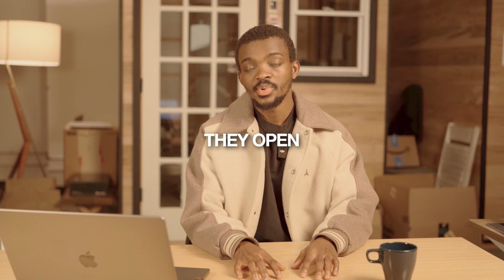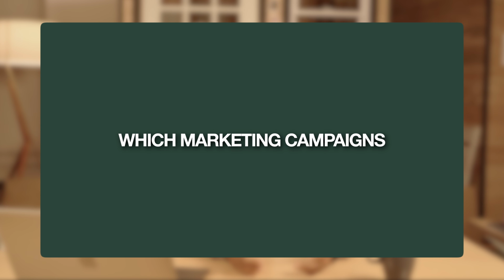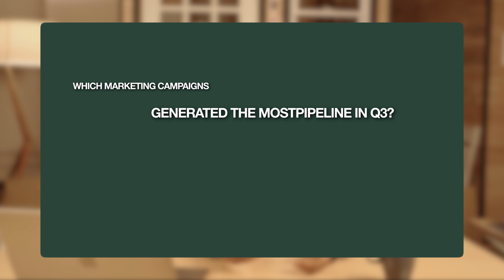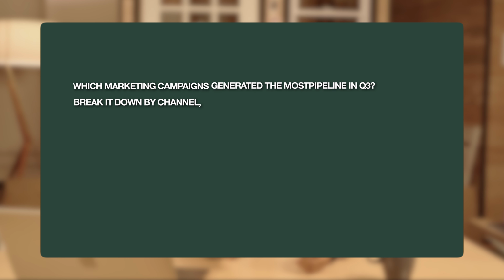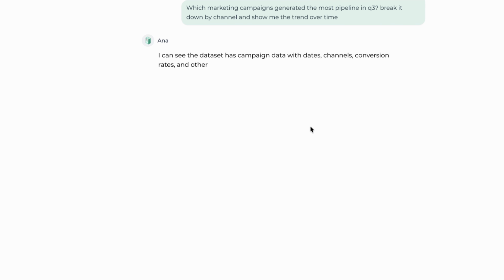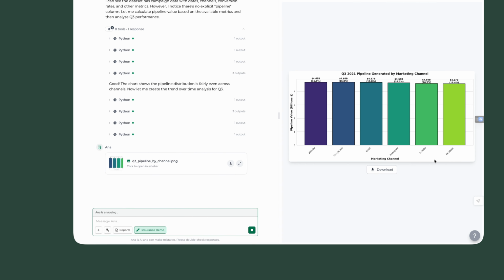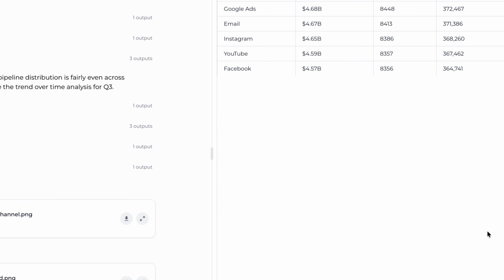Your VP of Marketing wants to know which campaigns drove the most pipeline last quarter. Instead of filing a ticket or pinging an analyst, they open TextQL and type, "Which marketing campaigns generated the most pipeline in Q3? Break it down by channel and show me the trend over time." Anna writes the SQL, runs it against Snowflake, and returns a full analysis with visualizations.